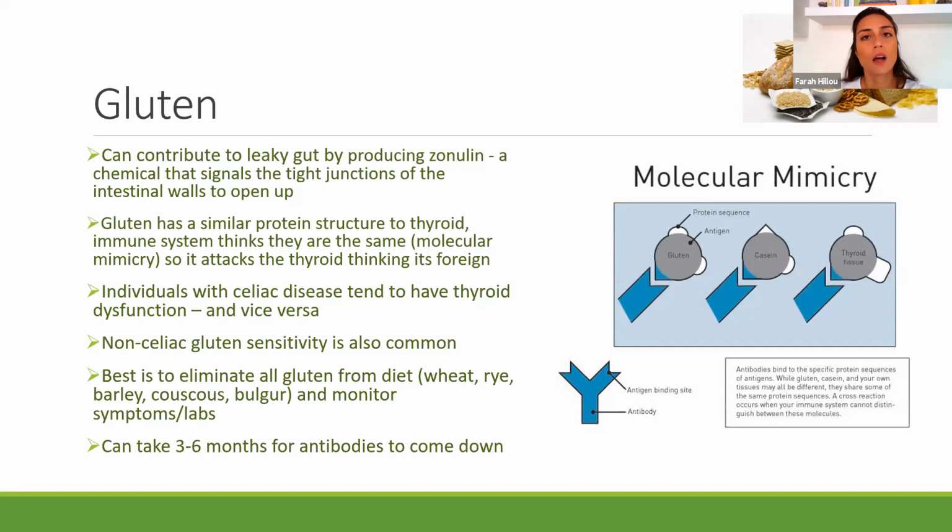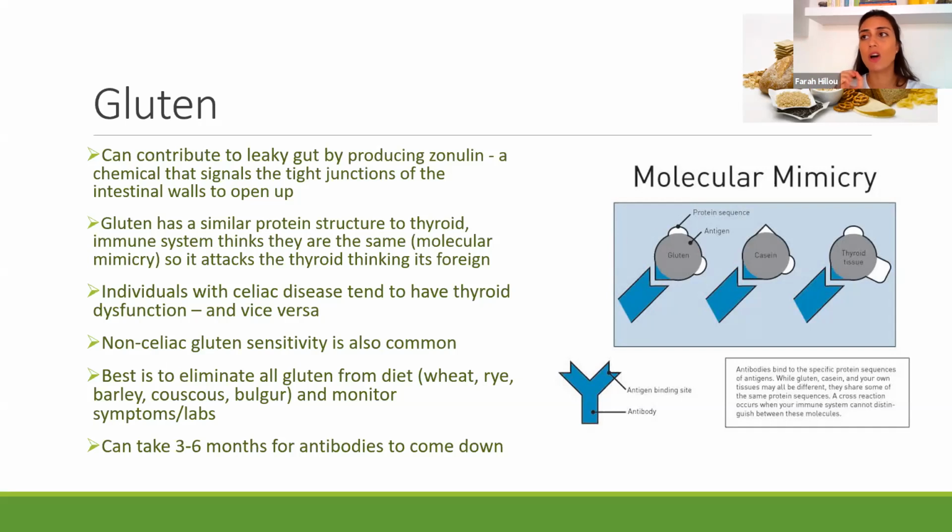Eliminate it for at least a month or even 2 months, because it can take time for the antibodies to come down. For gluten, it can take up to 6 months for any antibodies that your body has formed against gluten to fight it off to come down. Okay, so consider going for an elimination diet.